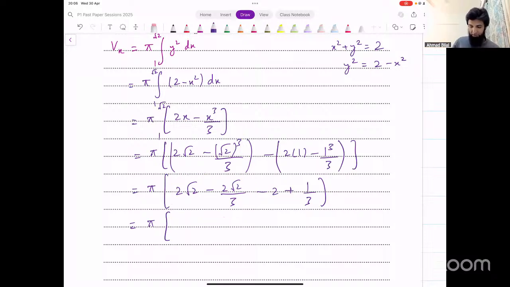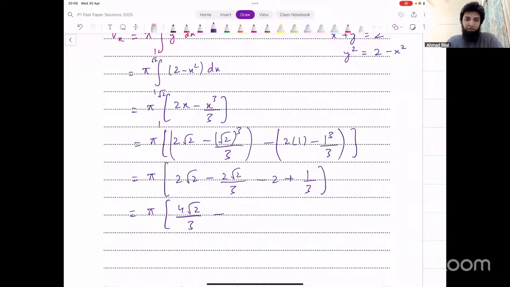That's 2 into 2 under root 2. That will be 4 under root 2 divided by 3 minus 2 plus 1 over 3. What's that? Make sure you have good sleep before you go to the exam, so you're not making any errors like I'm doing right now. This is minus 5 over 3.